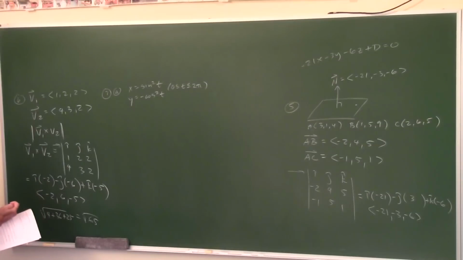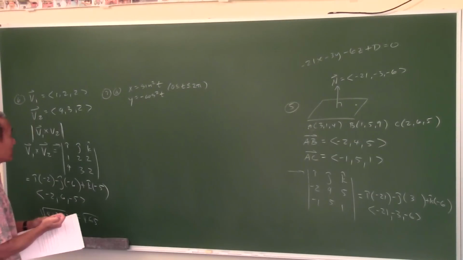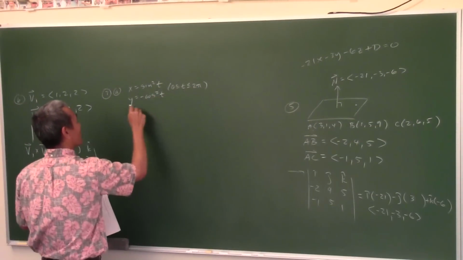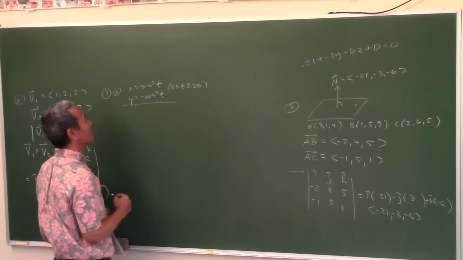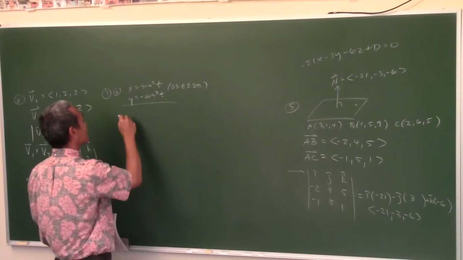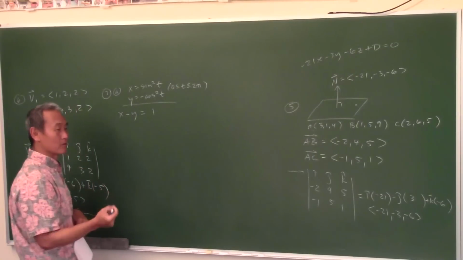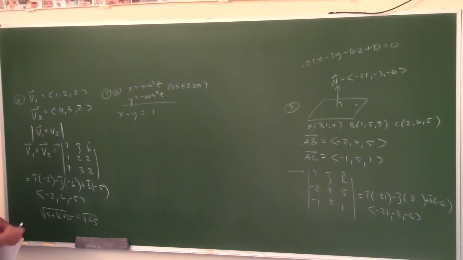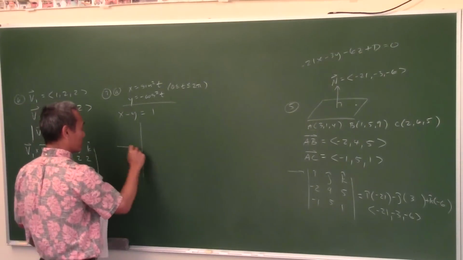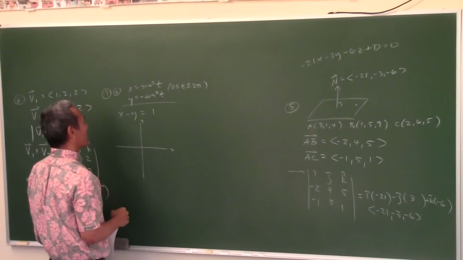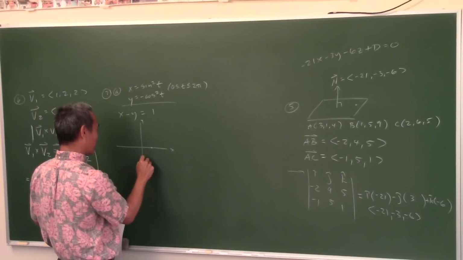Probably the most important step is to eliminate the parameter here. Since these are squared already, line them up, and what do I need to do to use an identity? You subtract, so you get x minus y equals 1, right? Because sine squared plus cosine squared is 1. That's a line. So you graph this line. The x-intercept is 1, the y-intercept is negative 1.